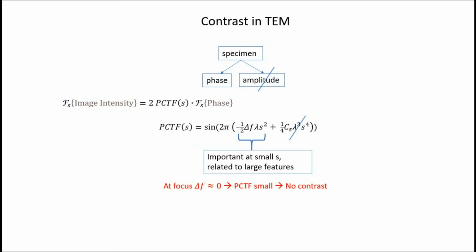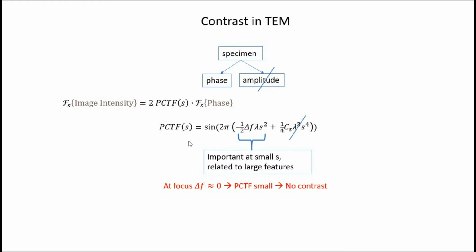The explanation is as follows. Features in the specimen induce phase and amplitude modification of the wave function. Amplitude is negligible or induces small contrast relative to the phase. The relation between the intensity of the pixels, or the change in pixel intensity, with respect to the phase changes is called the phase contrast function, which is a function of the spatial frequency S.